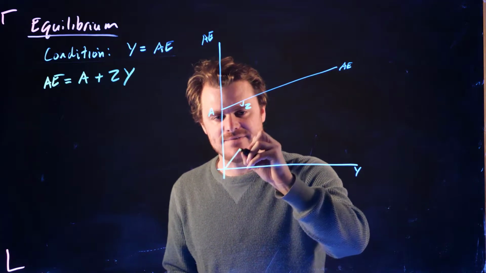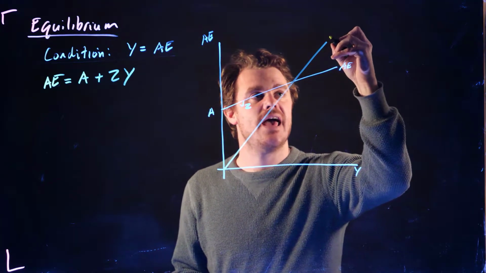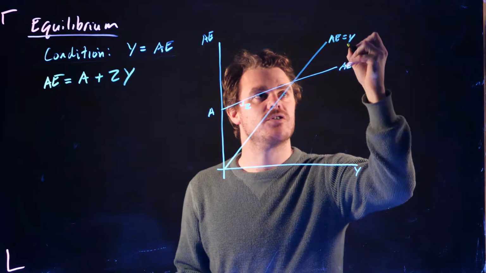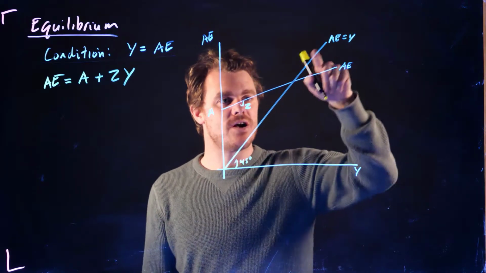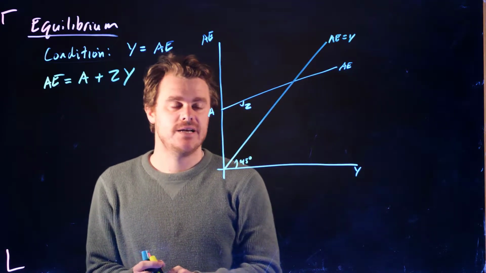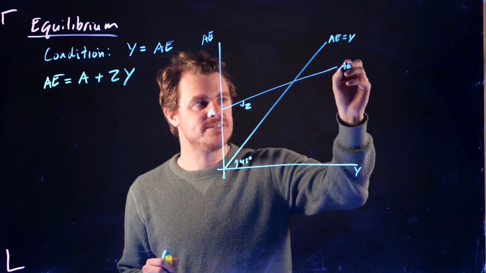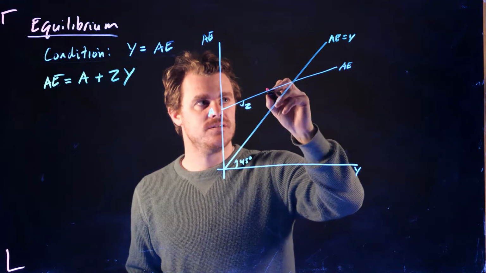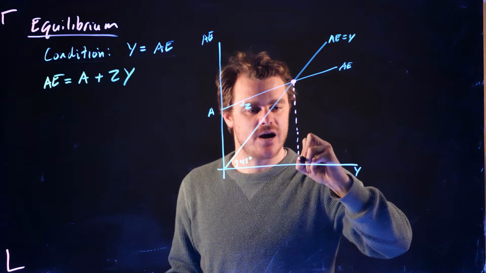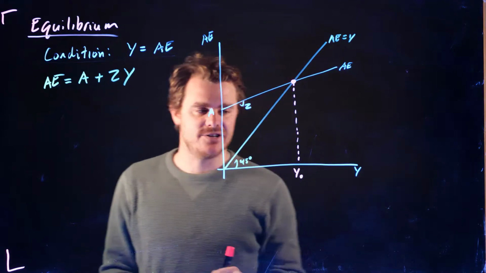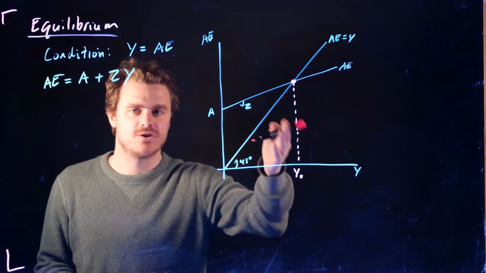And so this equilibrium condition is the same as last week. It's this 45-degree line graphically. Every point along this 45-degree line, AE equals Y. So this is our equilibrium condition. And when our AE curve crosses this equilibrium condition is where our equilibrium is. So here is our equilibrium level of national income. So that's what it is graphically.